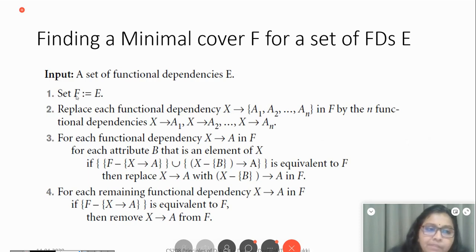Initially you have a set of functional dependencies E, you assign it to F. Okay, and then this is the first step. You replace all FDs' right hand side with a singleton attribute. So if there is an FD X determines A1 till AN, you convert or decompose that FD into n constituent FDs like this: X determines A1, X determines A2, till X determines AN.